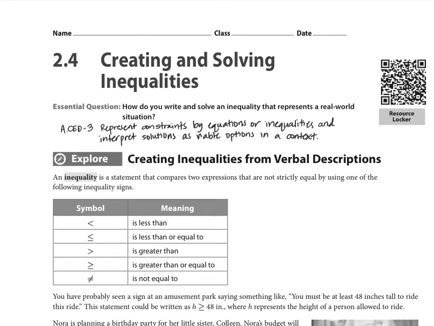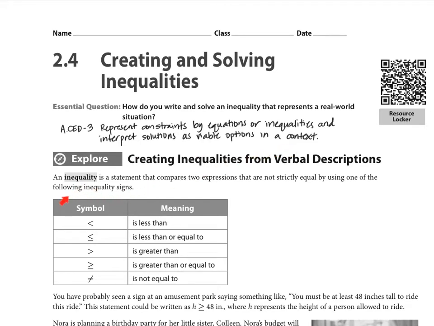Today's lesson is 2.4, Creating and Solving Inequalities. The essential question: How do you write and solve an inequality that represents a real-world situation? And the standard, A-CED.3: represent constraints by equations or inequalities and interpret solutions as viable options in a context.